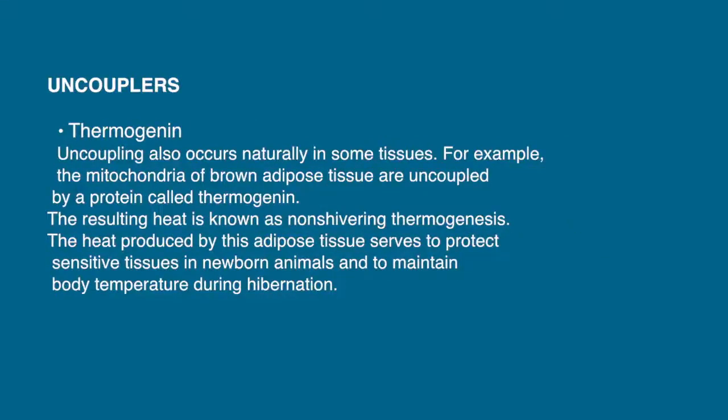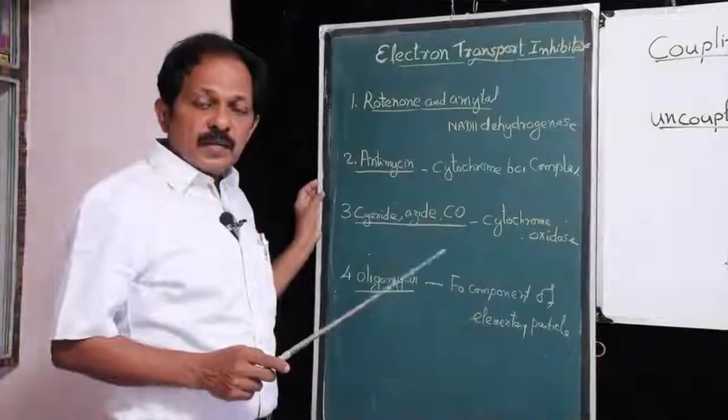The second uncoupler, thermogenin. Uncoupling also occurs naturally in some tissues. For example, the mitochondria of brown adipose tissue are uncoupled by a protein called thermogenin. The resulting heat is known as non-shivering thermogenesis. The heat produced by this adipose tissue serves to protect sensitive tissues in newborn animals and to maintain body temperature during hibernation.